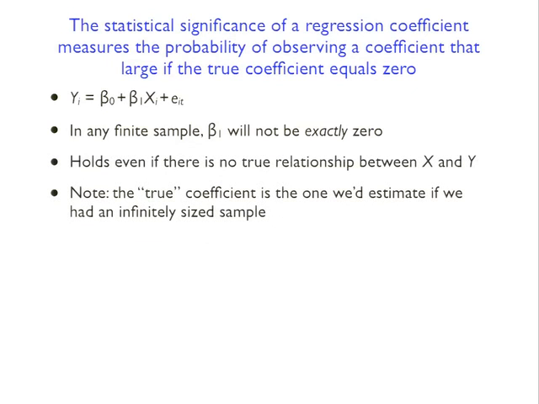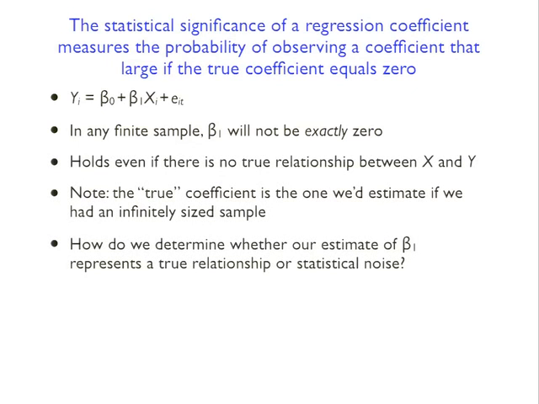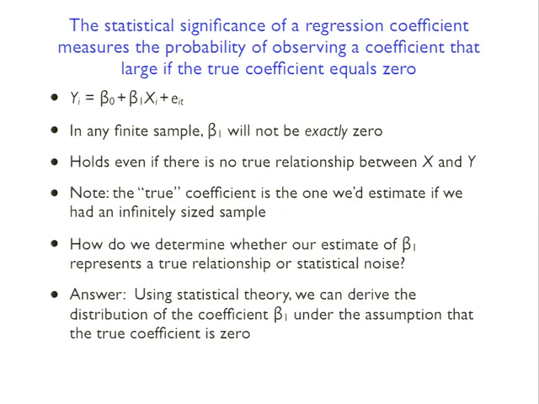Even if there's no true relationship between those two variables, in a specific sample there might be some sort of relationship between them. And so figuring out whether or not the estimate of beta_1 that we have represents a true relationship or statistical noise is basically the goal of figuring out statistical significance. So it turns out that using statistical theory, we're able to derive the distribution of that coefficient beta_1 that we're interested in estimating under the assumption that the true coefficient is 0.